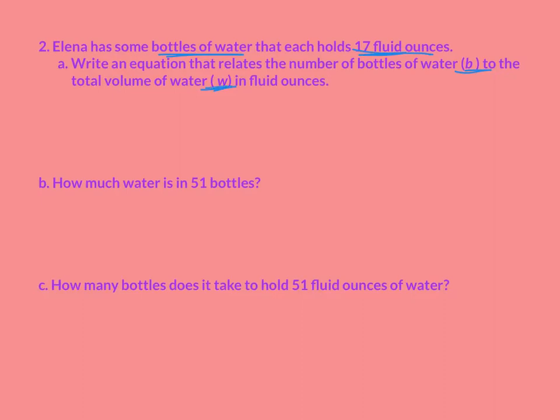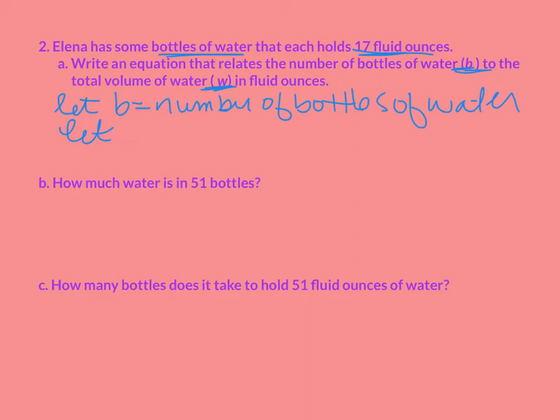We're still looking at B and W. Let's first of all do our let statements. Let B equal the number of bottles of water, and let W equal the volume of water in fluid ounces.